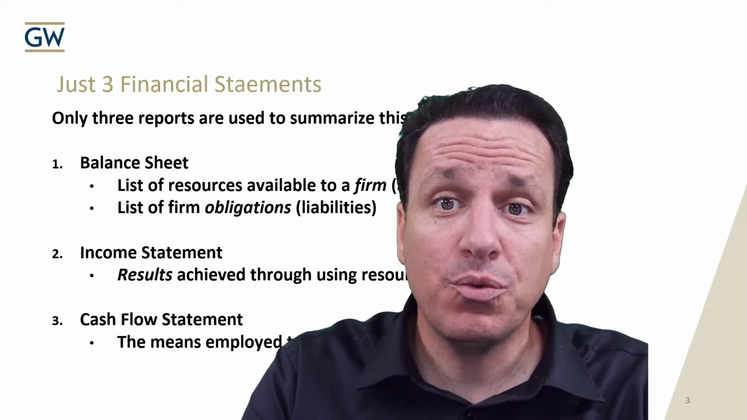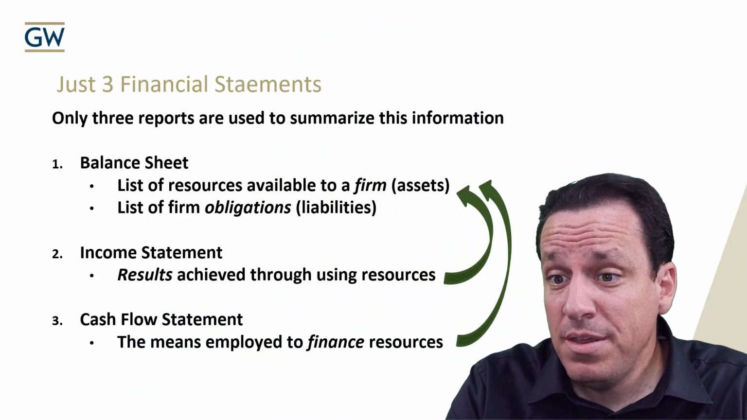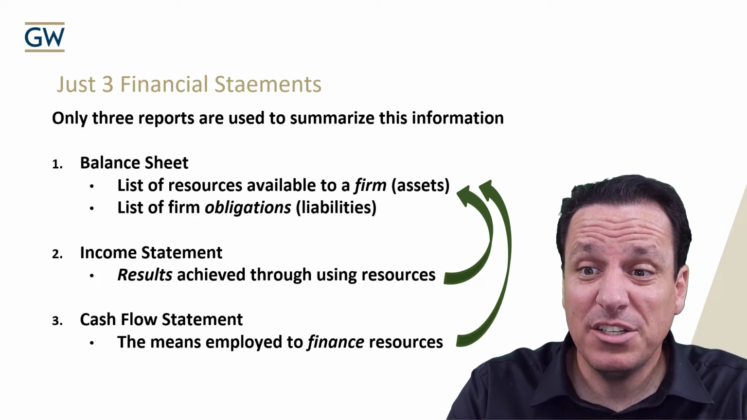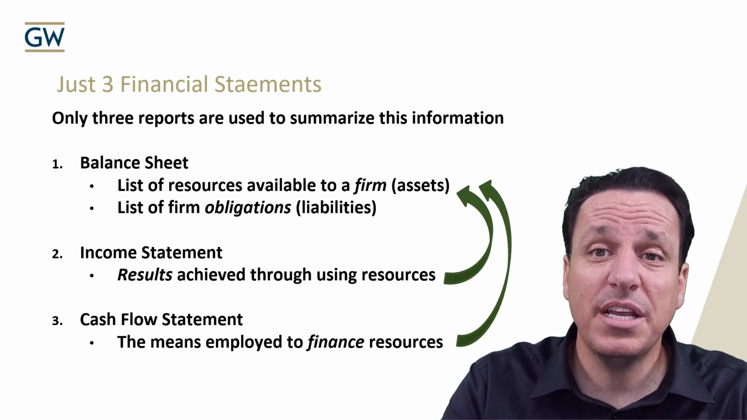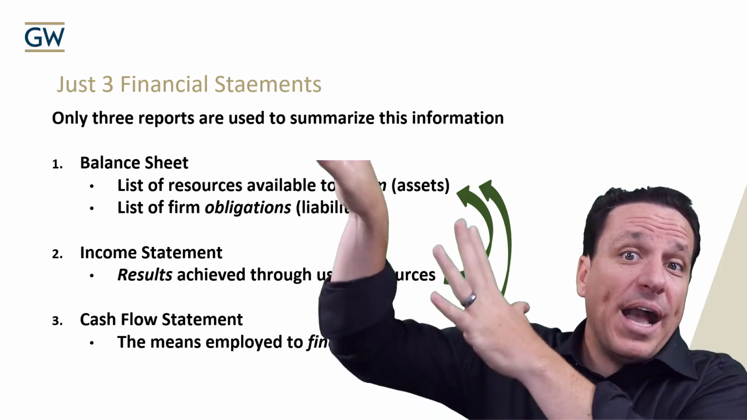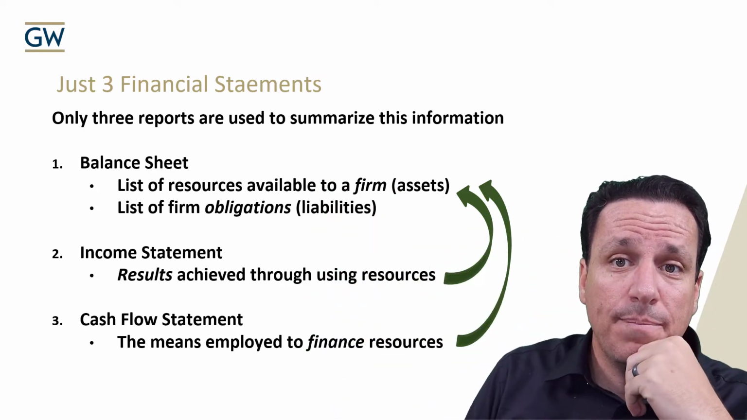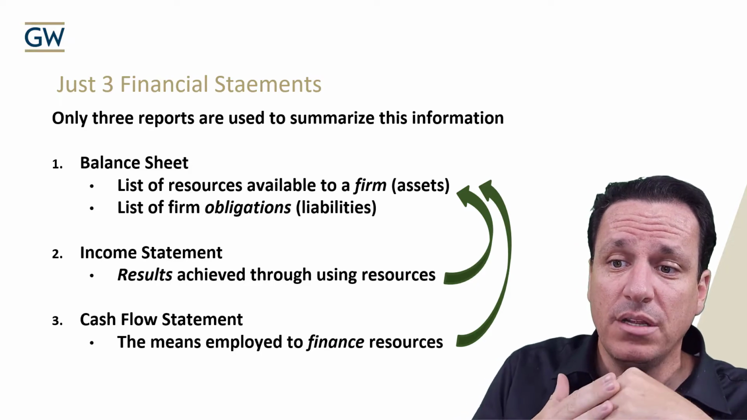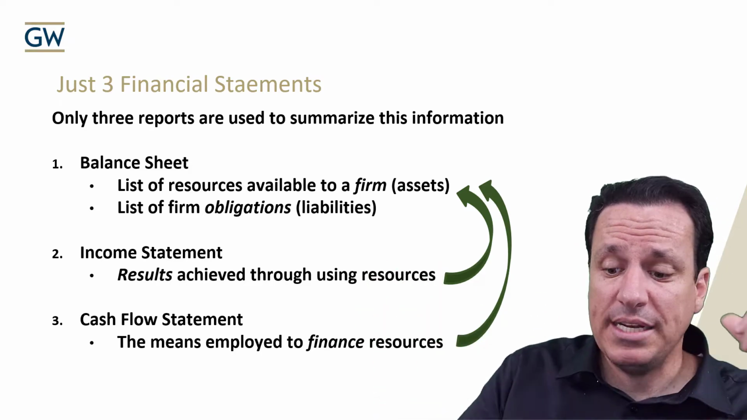So we talked about the balance sheet. Now we're going to talk about the income statement. Just remember, we're talking about three financial statements in this class: the balance sheet, income statement, statement of cash flows. The income statement is the results achieved over a period of time, and they flow back up to the balance sheet. They flow back to the balance sheet via retained earnings that are retained in the business.